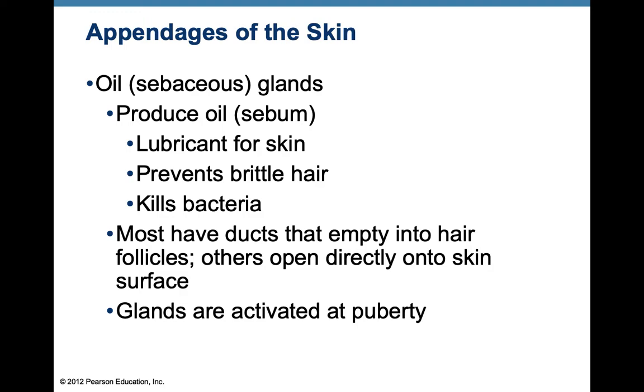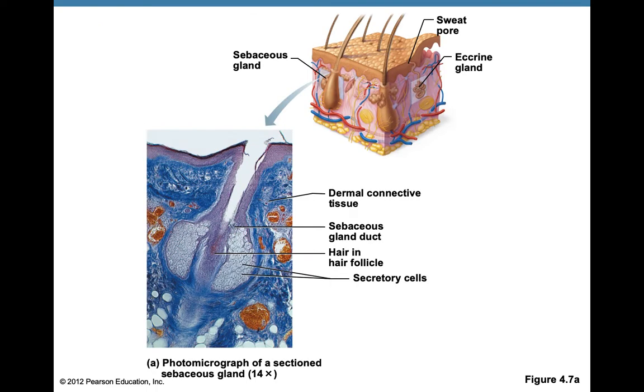So when it's talking about lubrication for the skin and preventing brittle hair, remember the sebaceous glands are located on the hair follicle, and they release oil into the follicle and onto the hair shaft as it's coming up. Most have ducts that empty into the hair follicles. Others will open directly into the skin. Glands are activated at puberty. So it is the gland that is sitting there on the hair shaft.